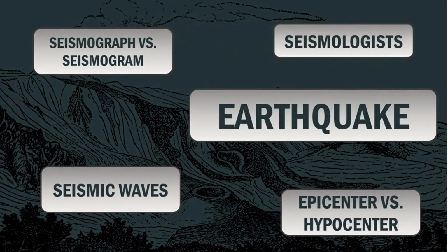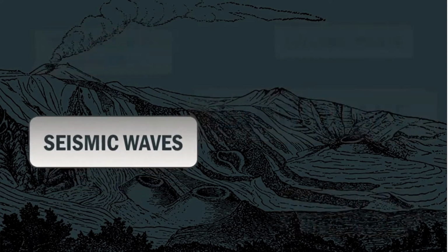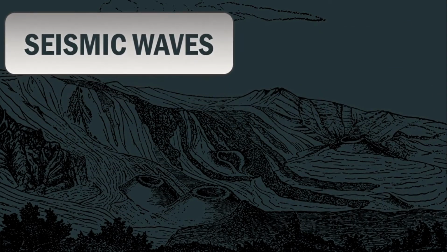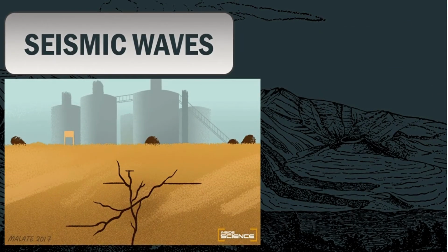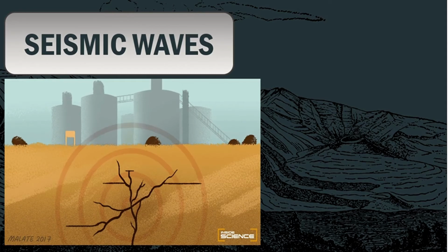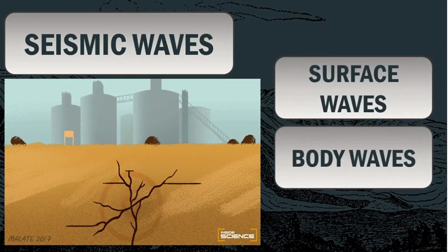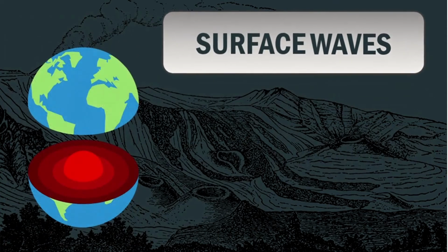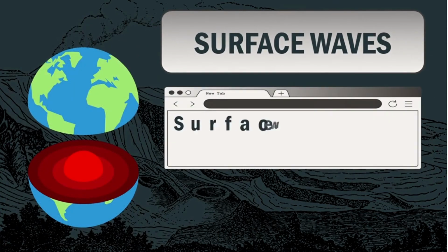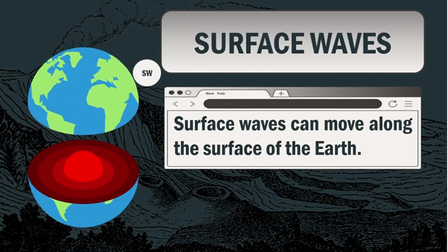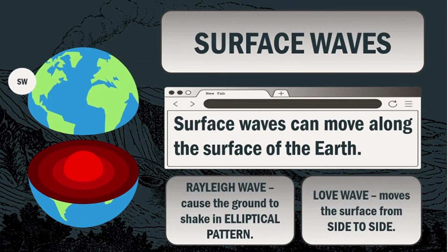Next is seismic wave. Seismic waves are waves of energy caused by the sudden breaking of rock within the earth or an explosion. It can be classified as surface waves or body waves. Surface waves can move along the surface of the Earth. It has two types, Rayleigh wave and Love wave.